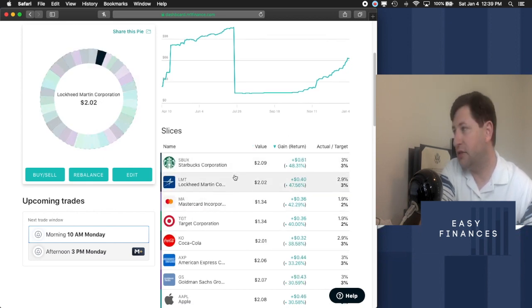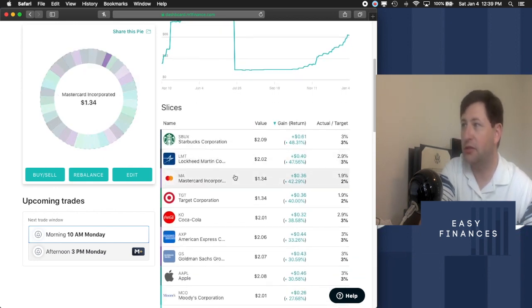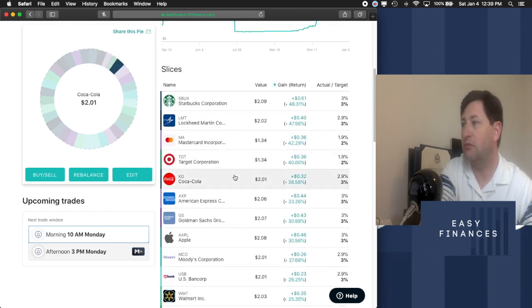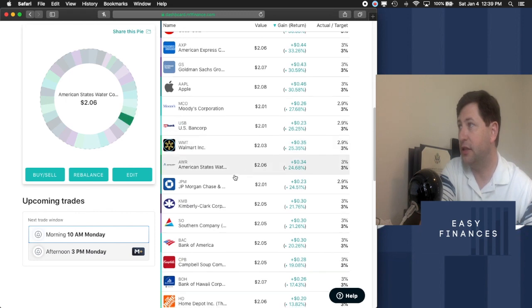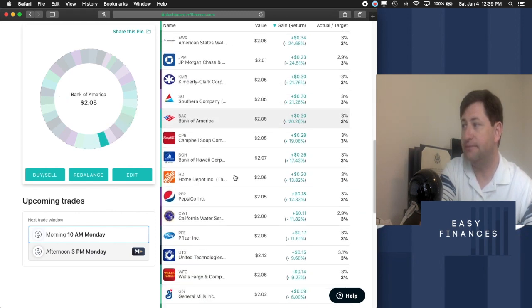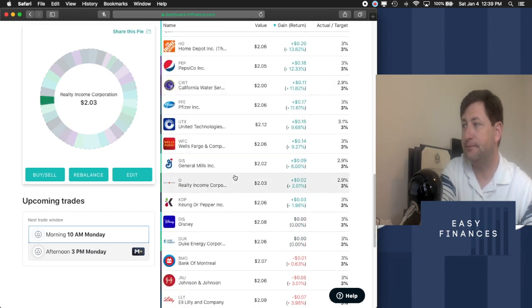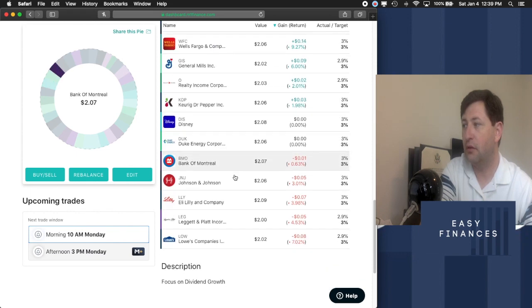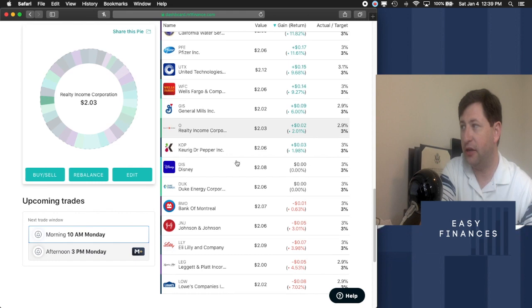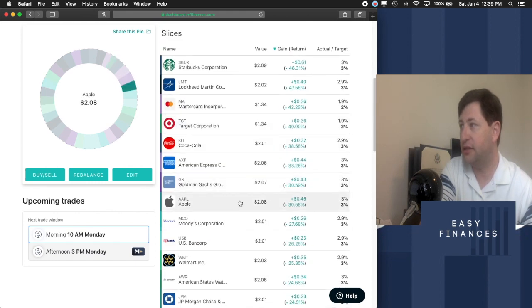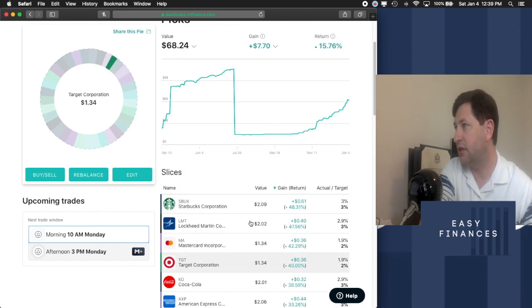I'll start with the gains up top. The biggest one, Starbucks, Lockheed Martin, MasterCard, Target. I'll just scroll down through here and you can see what we have. Now I'm going to look into this a little bit further and do some pruning out of some of these. Namely, Target, I think I want to make a change to. We'll see what that is going to go to.